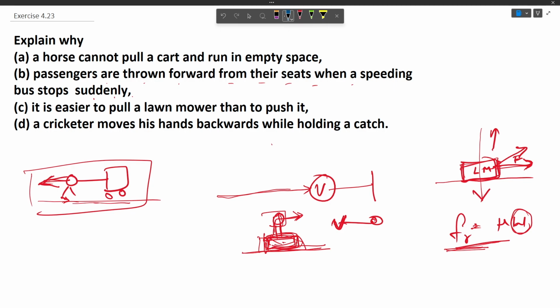So let us now consider the case of pushing. Let us assume that the force is acting in this direction. Now when we take the components, one of the components is in the direction of the weight of the object. So this will add weight to the lawnmower, and thus the frictional force will increase. Therefore more friction will be encountered when pushing the lawnmower.